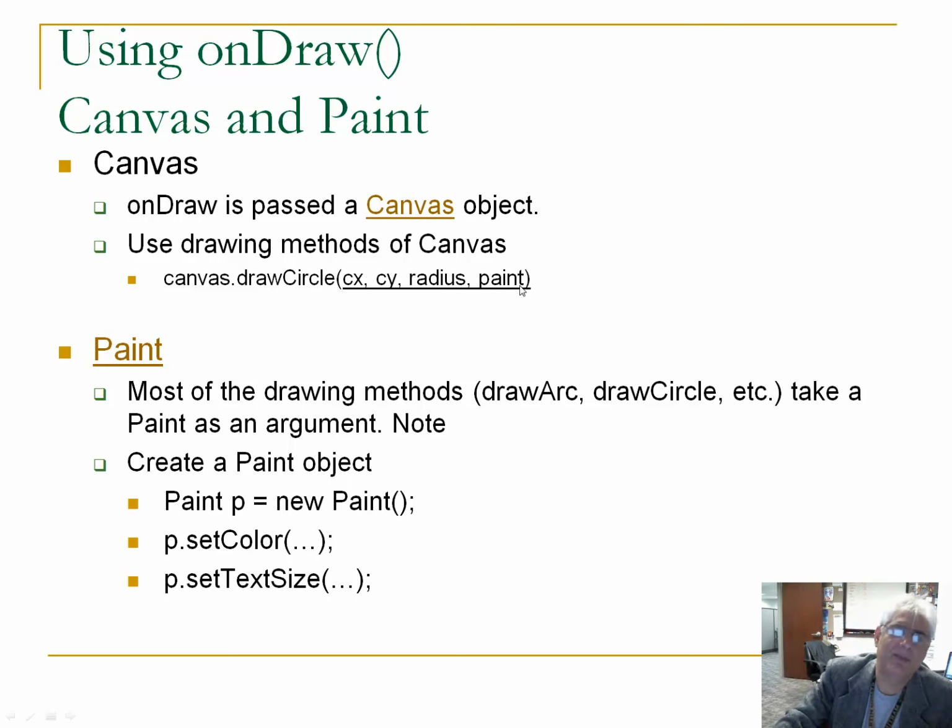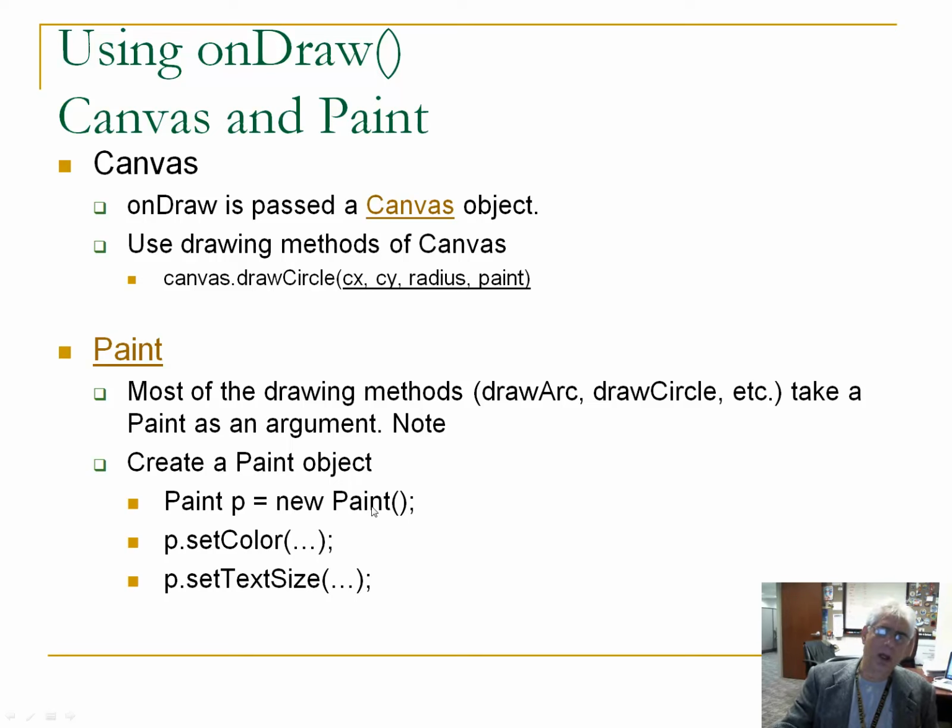Notice also we've got this paint object. Most, if not all, of these drawing primitives take one of these paint objects. And the paint object, you can kind of look at it as your brush. The paint object is where you define characteristics of how the drawing is going to take place. So to create a paint object, pretty easy. Paint p equals new Paint. What could be easier than that?